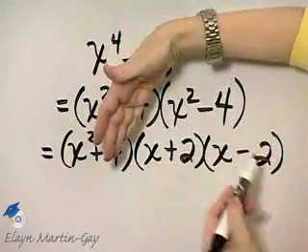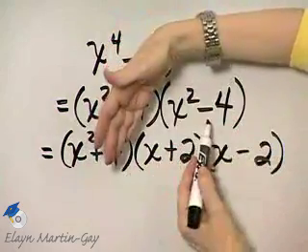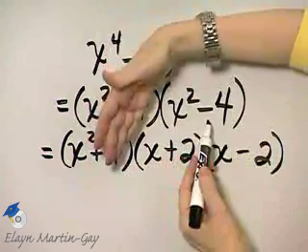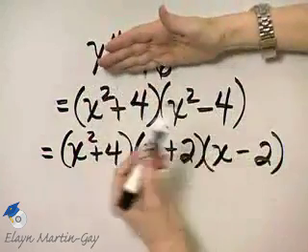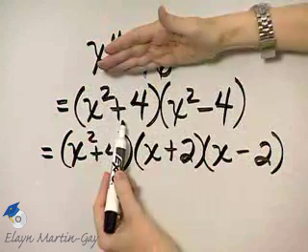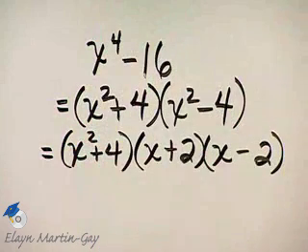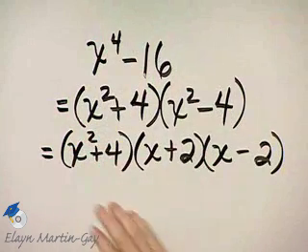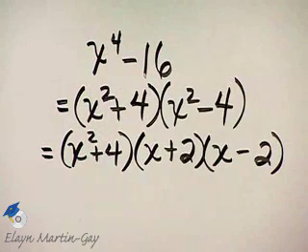Now, how can you check? If you multiply x plus 2 times x minus 2, you'll have x squared minus 4. Then if you multiply x squared minus 4 times x squared plus 4, you'll have x to the 4th minus 16. None of these factors factors further, so I've factored completely.